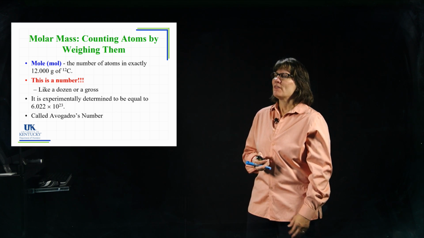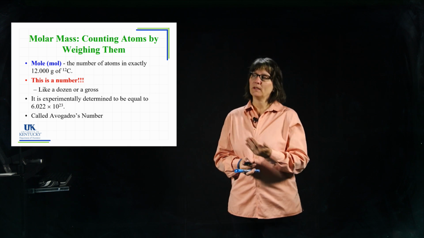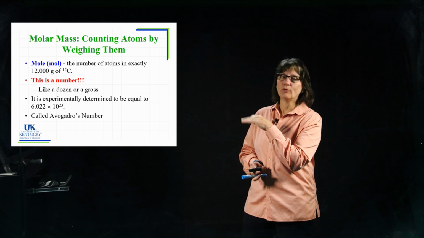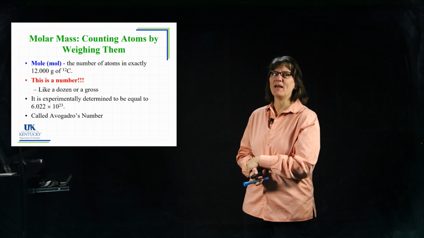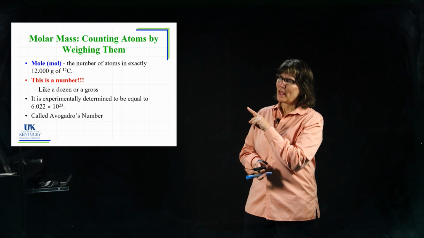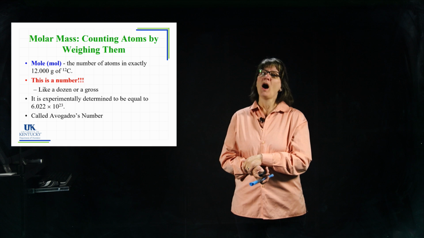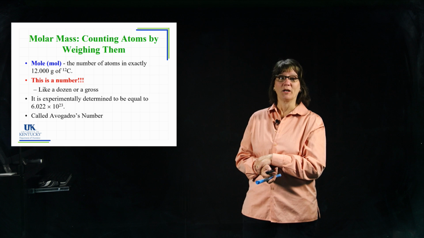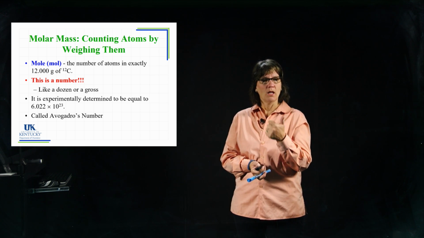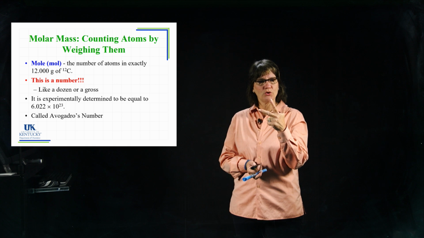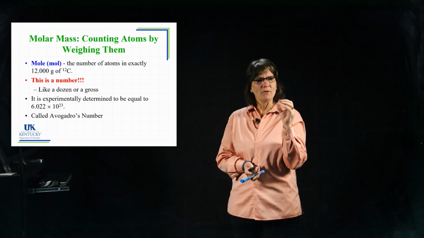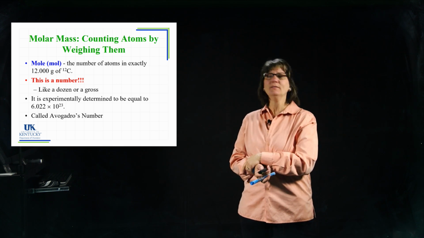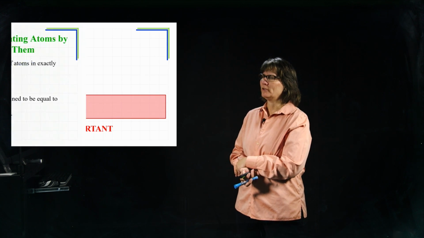6.022 times 10 to the 23rd is a mole. That is called Avogadro's number, after the scientist who came up with the concept of measuring how many you have by weighing them. Avogadro's number is a lot easier to say than 6.022 times 10 to the 23rd. So Avogadro's number, the mole, and 6.022 times 10 to the 23rd all represent the same quantity of something. It doesn't have to always be carbon. It can be other things, but that's what a mole is.